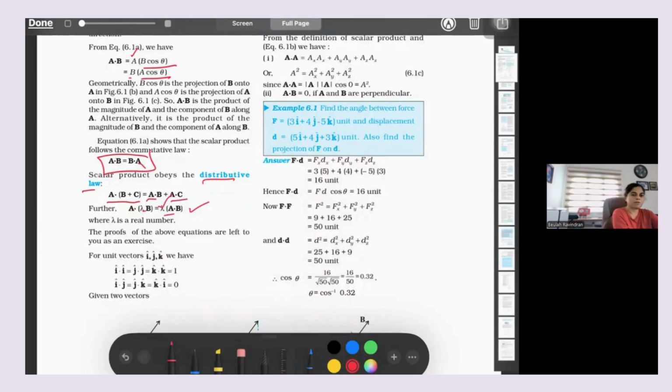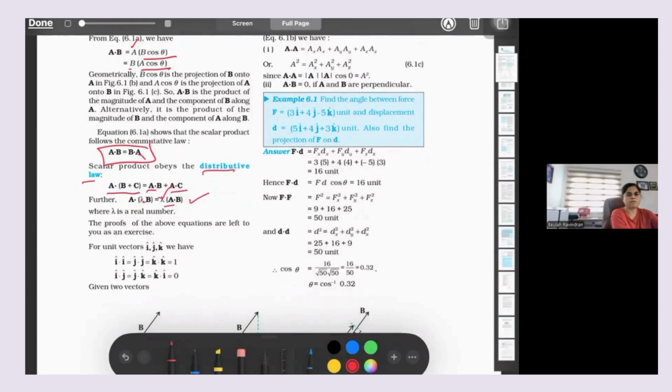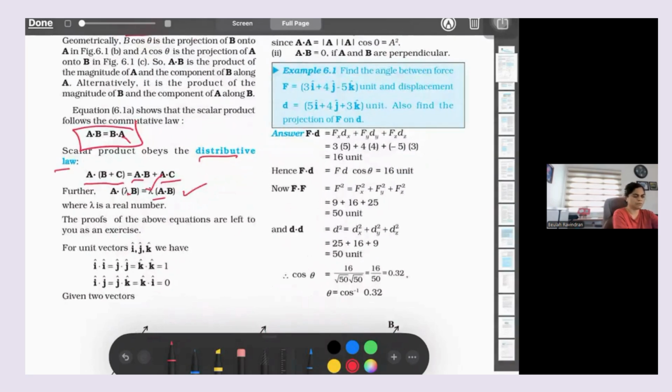The proofs of the above equations are left to you as an exercise, as it is given. You can take it as a proof. What I'm trying to say is, you can consider A vector equal to AX I vector plus AY J vector. Let me explain what I vector, J vector, and K vector are.